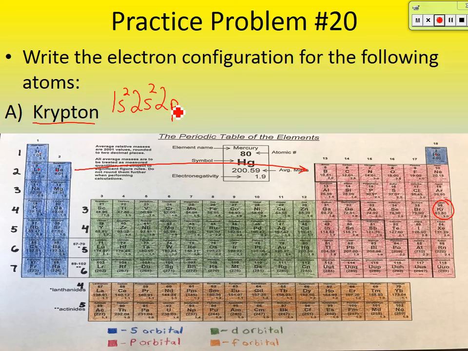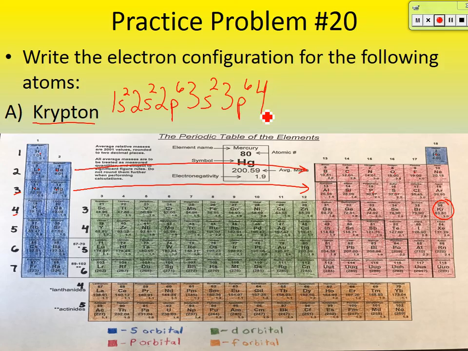Now we're in the p orbital. 1, 2, 3, 4, 5, and 6 electrons can fit there. We're done with the second row. Let's go to the third energy level. We're in the s orbital, 2 electrons. Okay, come across again. Still in the third energy level, but now we're in the p orbitals. 1, 2, 3, 4, 5, and 6 electrons fit there. Down at the third row. Let's go to the fourth.